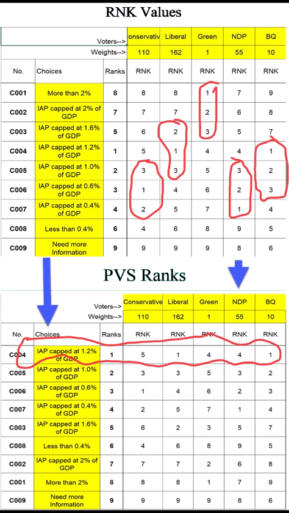172 fours was enough to carry the vote. There was not enough support to carry IAP 1.6% into second place. IAP 1% was second in the rankings, and this choice was the Liberals' third choice.